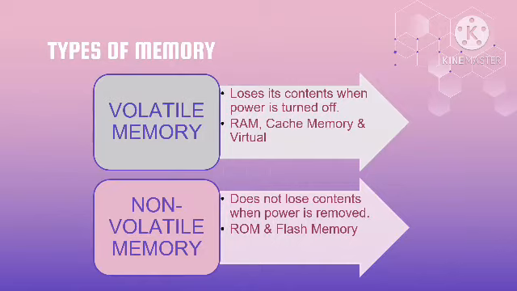Okay, now we'll look at the volatile memory first. Volatile memory loses its contents when power is turned off. Examples include RAM, cache memory, and virtual memory. For non-volatile memory, it does not lose contents when power is removed. Examples are ROM and flash memory.